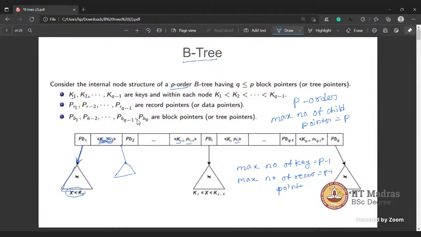So does everyone understand the structure of the B tree? Yes, sir. Okay.